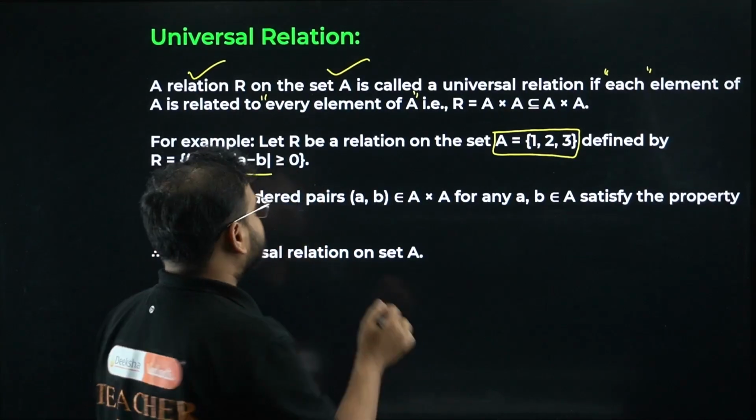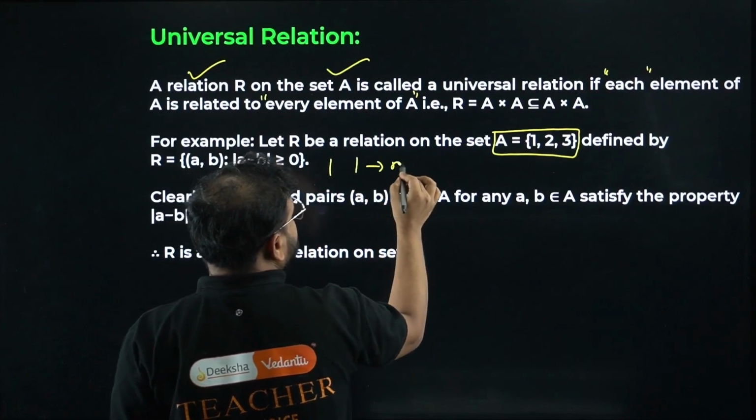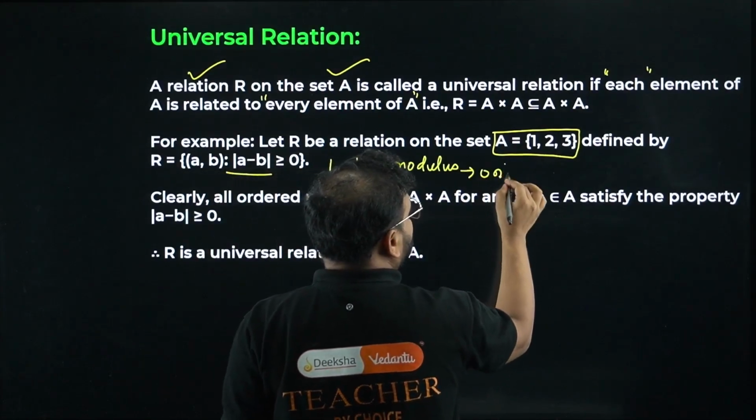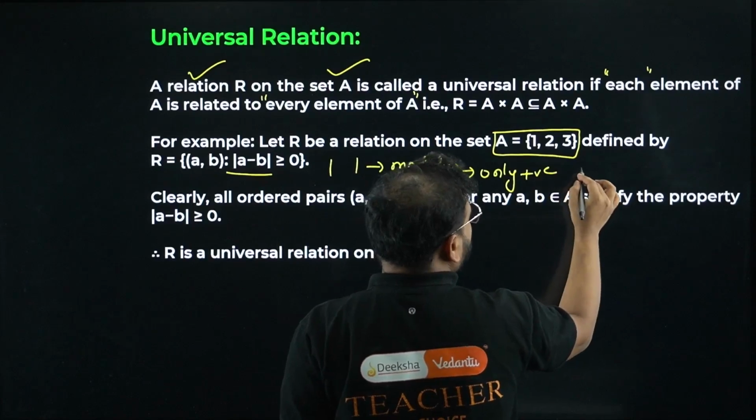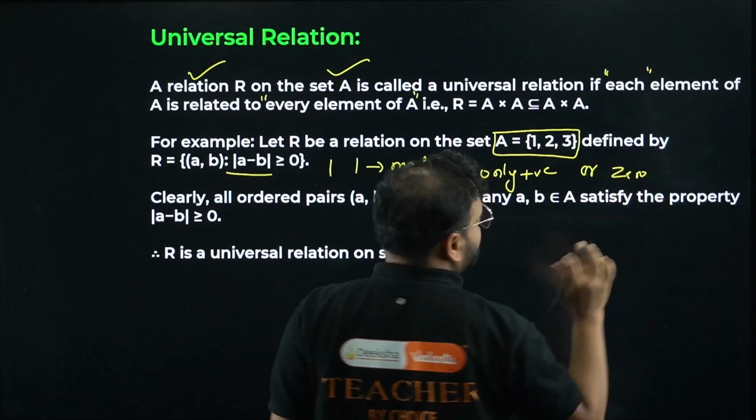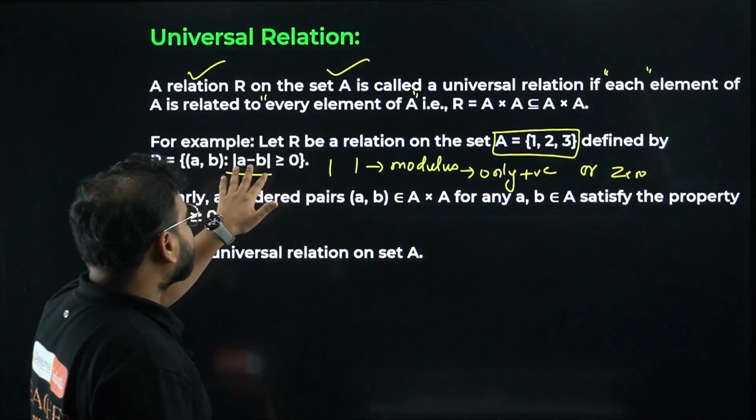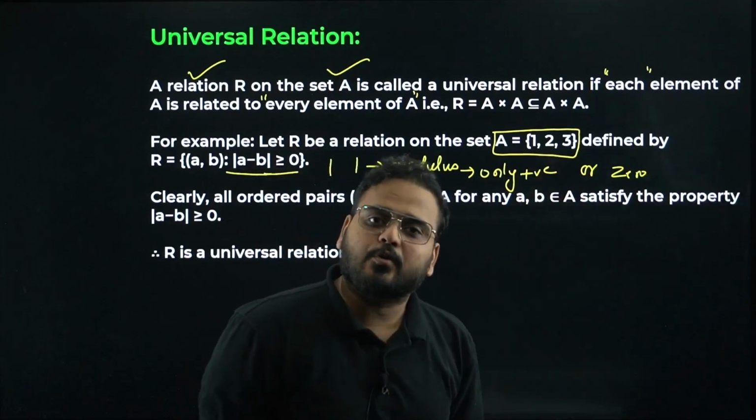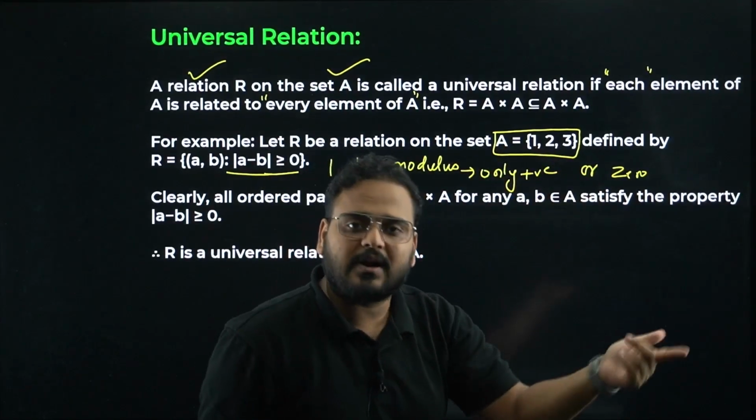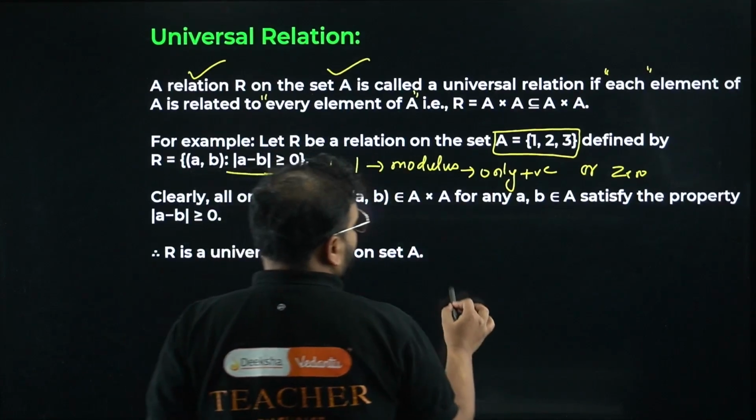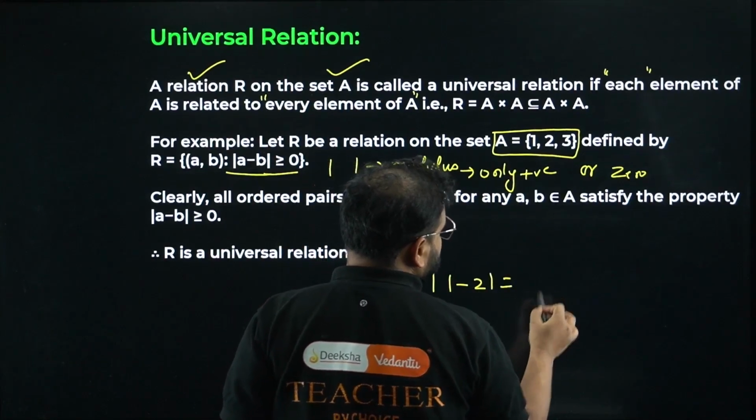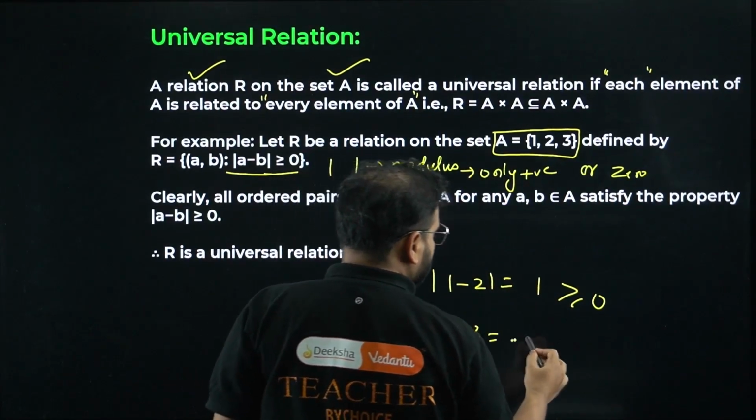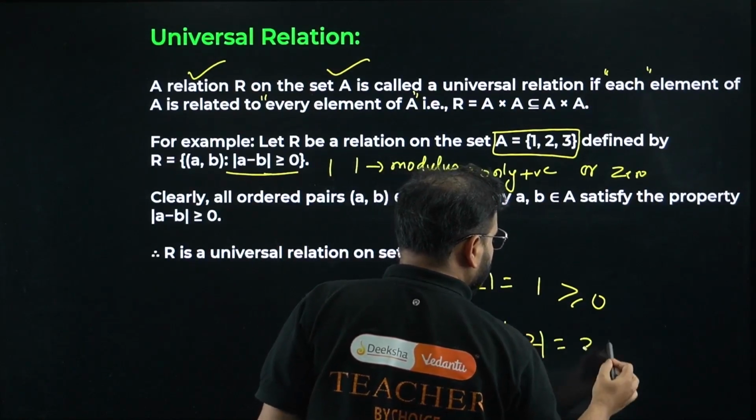Think about it. Modulus means only positive values, or 0. It means if you take the difference of anything, it will always be more than or equal to 0. So this statement will be true for any element in the set A. For 1 minus 2, which is minus 1, take the mod, it becomes plus 1, which is more than 0. Take the biggest difference, 1 and 3: 1 minus 3 is minus 2. Apply mod on this and the answer is 2, which is more than 0.